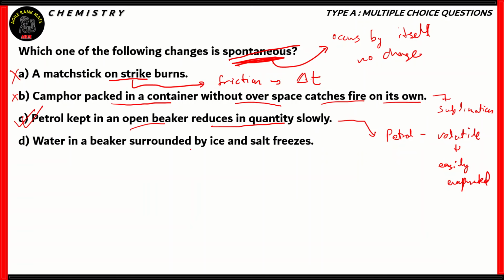Option D, water in a beaker surrounded by ice and salt freezes. Now ice is already colder than water, so therefore it's because of ice there is a change in temperature in the surroundings that makes water in the beaker colder and freezing. So therefore option D is not a spontaneous change. So except for option C, all other changes are not spontaneous. Option C, petrol kept in an open beaker reduces in quantity slowly, is a spontaneous process.